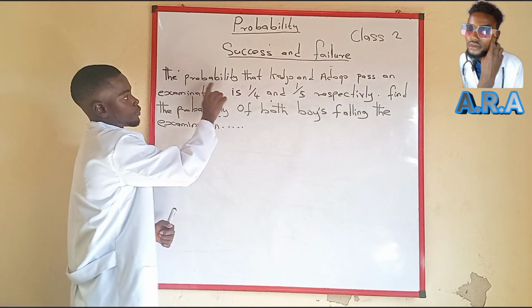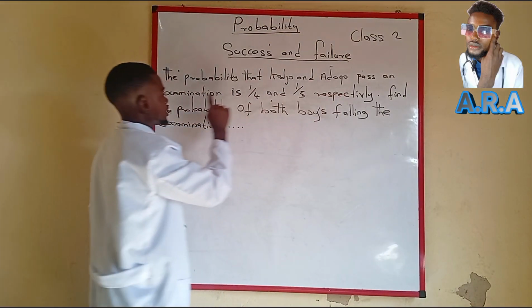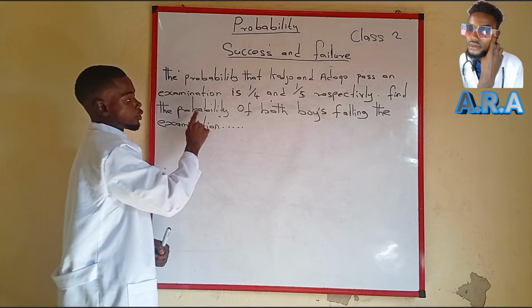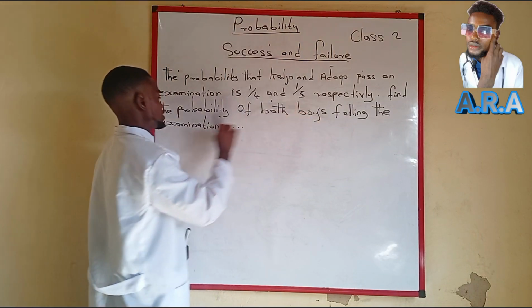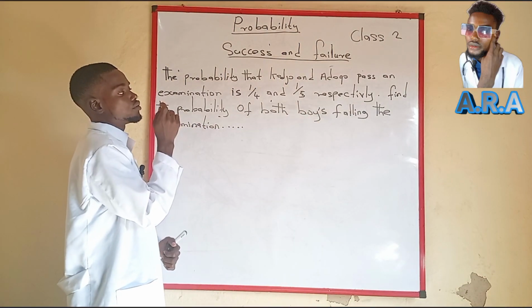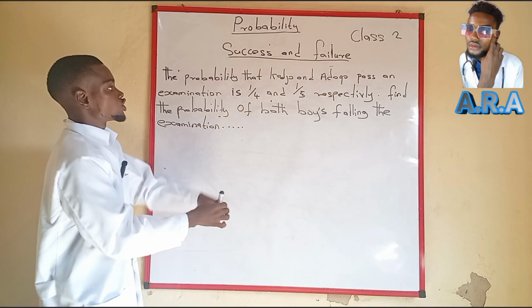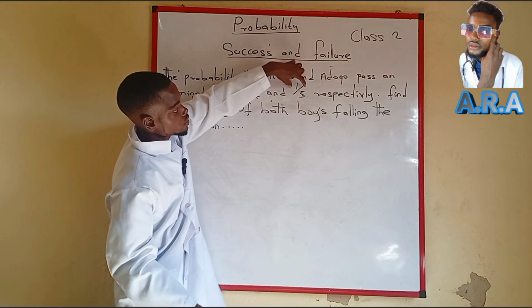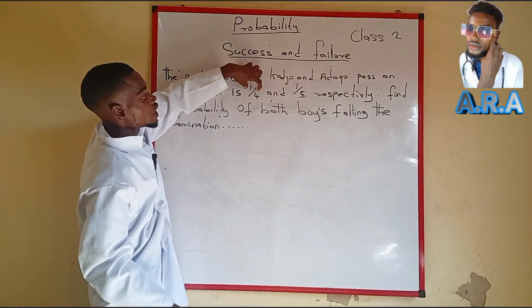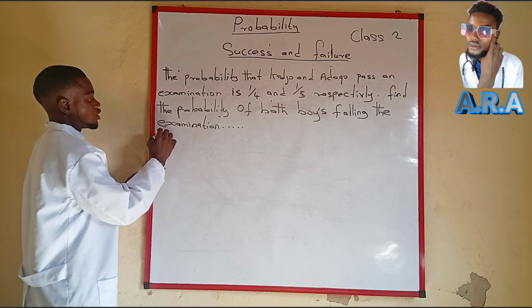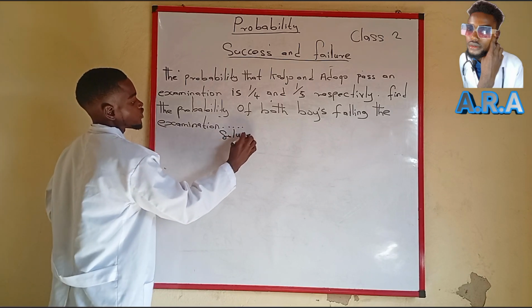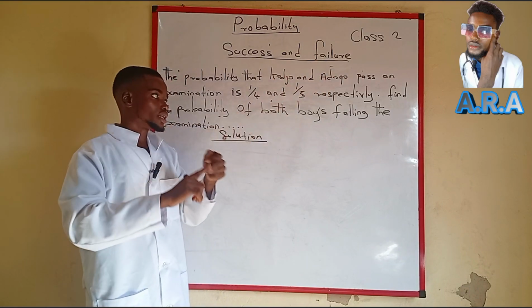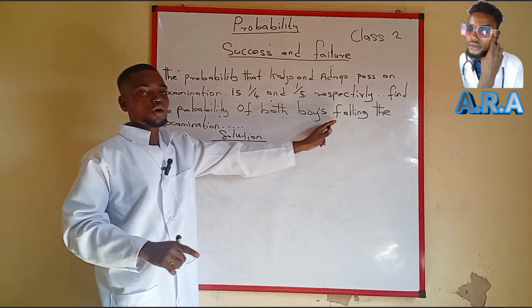Next. The last question, the probability that Kojo and Adoko pass an examination is 1 over 4 and 1 over 5 respectively. Find the probability of both boys failing the examination. Now, from here, pass means success. So this is the probability that Kojo's success and Adoko's success is 1 over 4 and 1 over 5 respectively. So now what we are going to do is find the failure of Kojo and Adoko. We will then multiply them together. We will now get the both boys' failure.